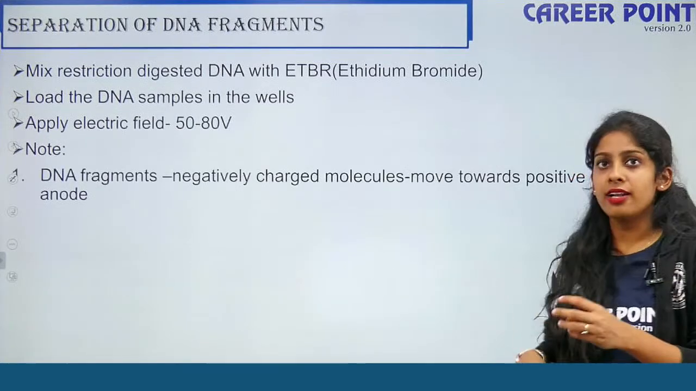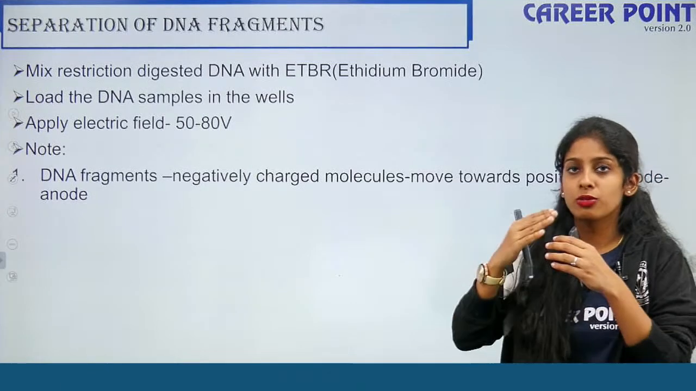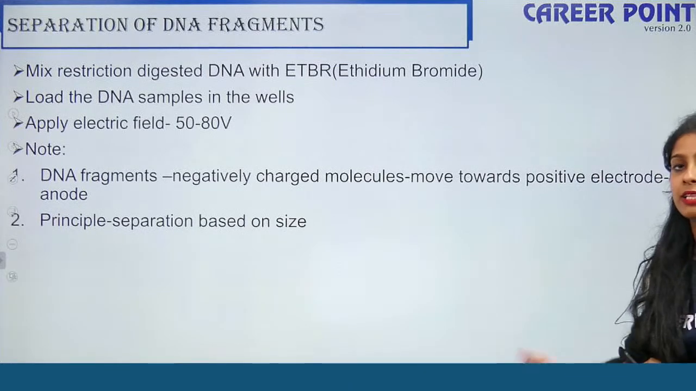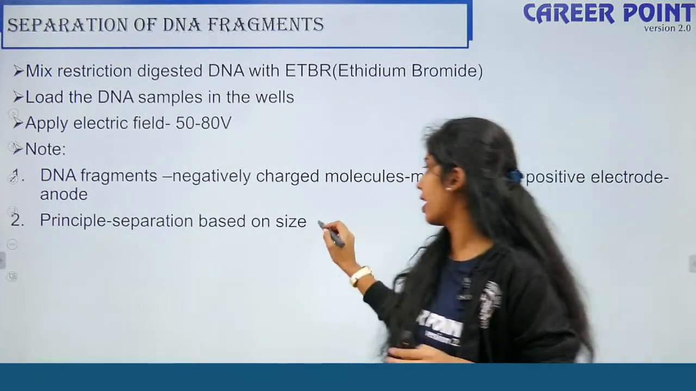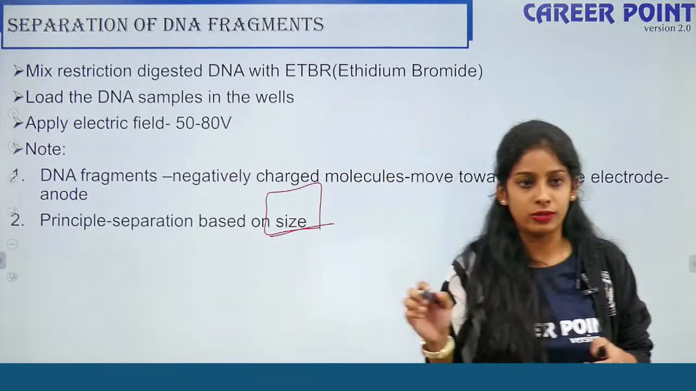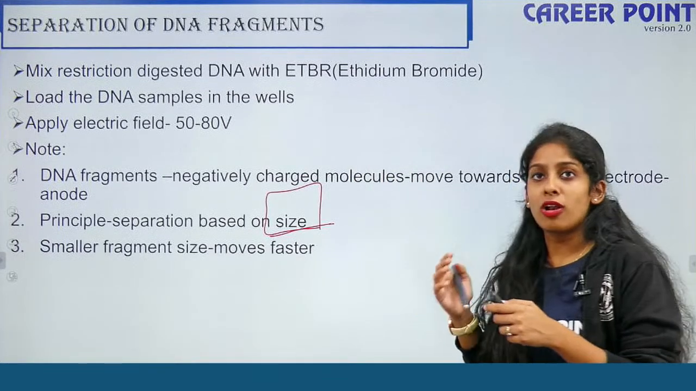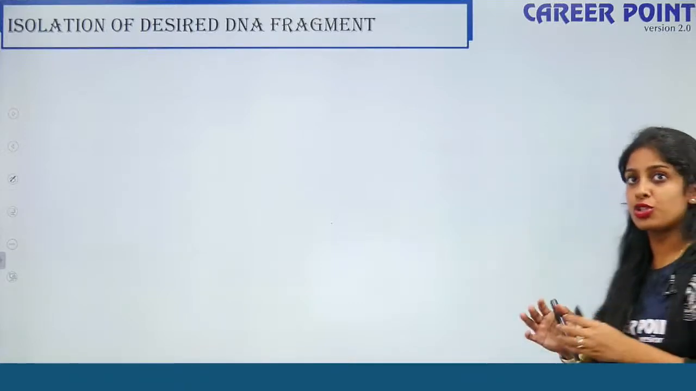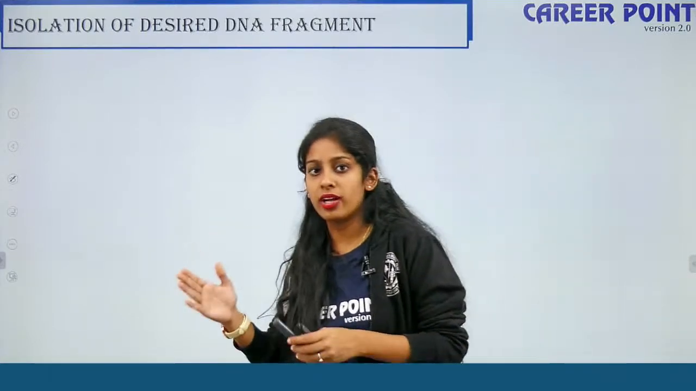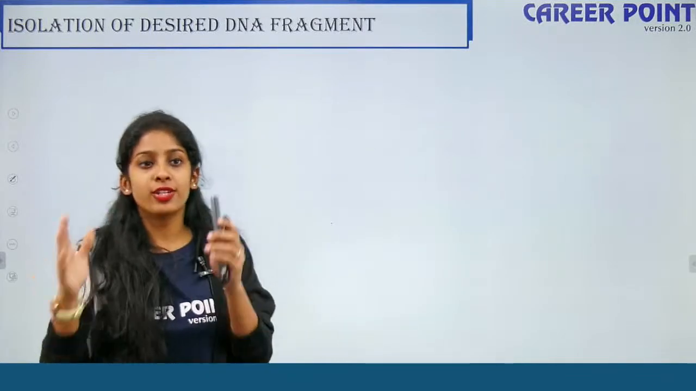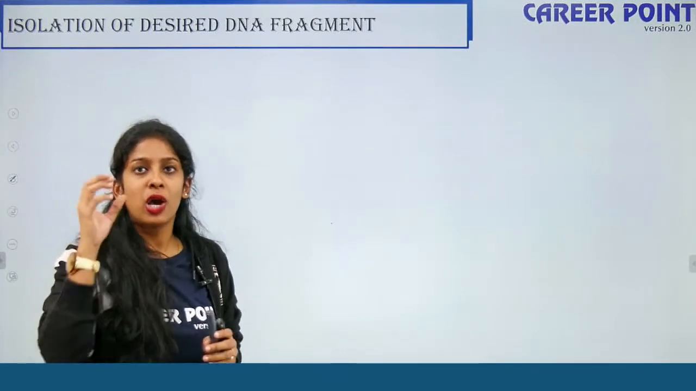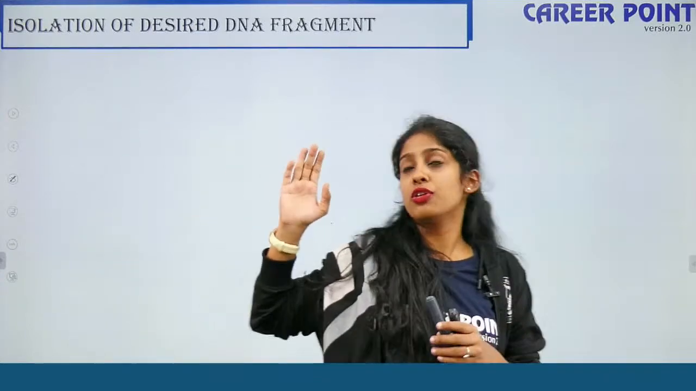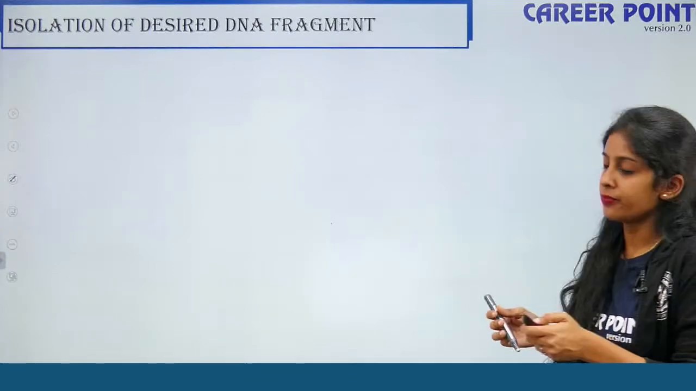But before that, understand, DNA fragments are negatively charged, so they move towards the positively charged anode. That is point number 1. And the principle on which it separates is exclusively based on size alone. Alright? Smaller fragments move faster. Once you have understood that your restriction enzyme has worked, it has chopped my DNA, you have found your gene of interest. Now, how will you pick your gene of interest from the gel? That is how you isolate your gene of interest or your fragmented DNA.